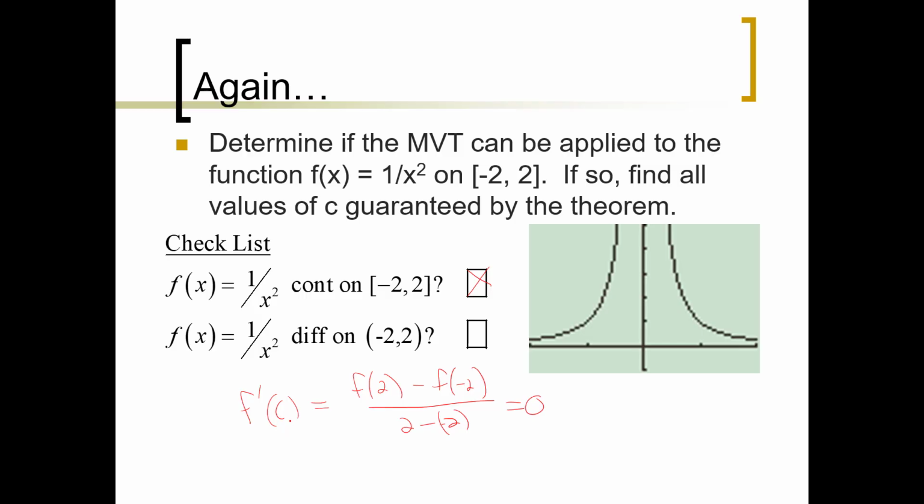So it just says we can't be guaranteed that there is a slope somewhere on this interval from -2 to 2 where the slope is 0. And clearly, if you look at it, the slope is always either positive or negative. So then this particular graph never has a slope that's 0.